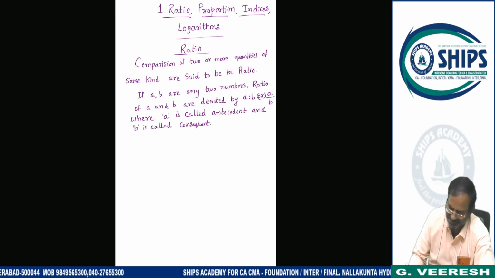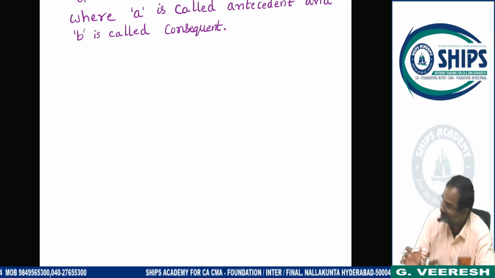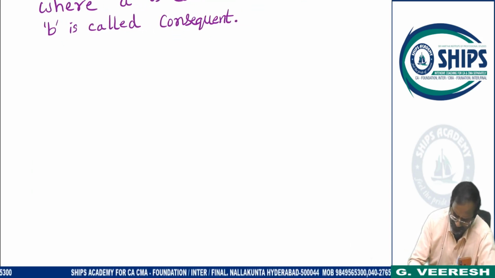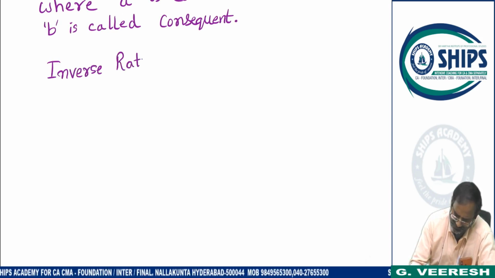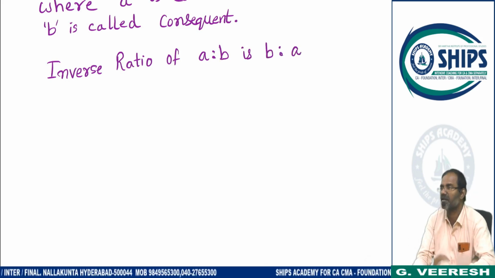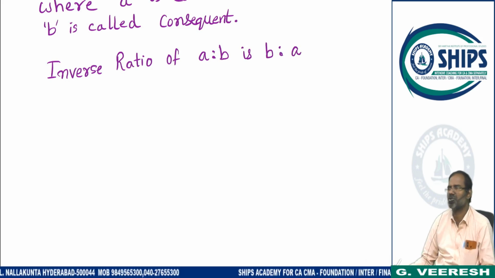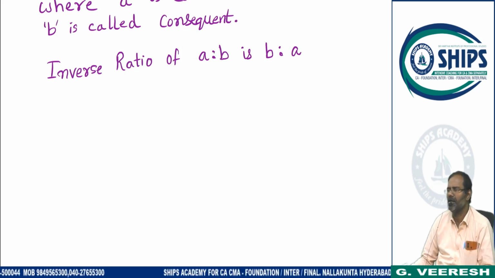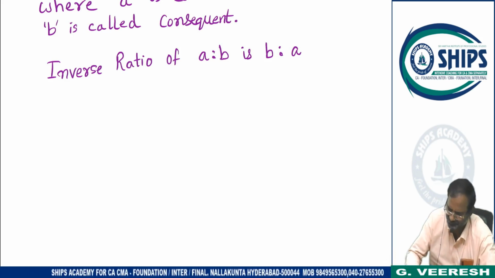Now next, inverse ratio of A is to B is B is to A. Inverse ratio of A is to B is B is to A. Just reciprocal it. So what is the inverse ratio of 4 is to 5? 5 is to 4. Here 4 is to 5 means 5 is to 4, like that.